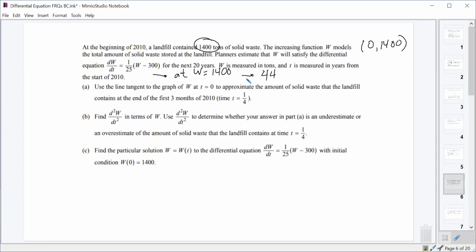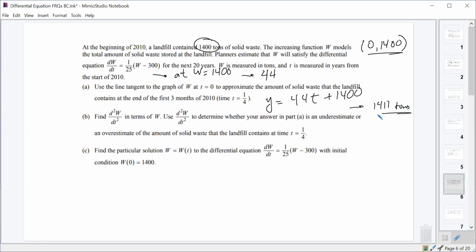It's the same thing as 44. So we got y equals 44t plus 1,400. Easy enough. We can just use slope-intercept because we're given an intercept. And then approximate the amount of trash. I guess it's really solid waste. It doesn't say trash. Solid waste. The amount of solid waste at t equals 1/4, 3 months in. So that'd be 11 plus 1,400. So 1,411 tons of solid waste.